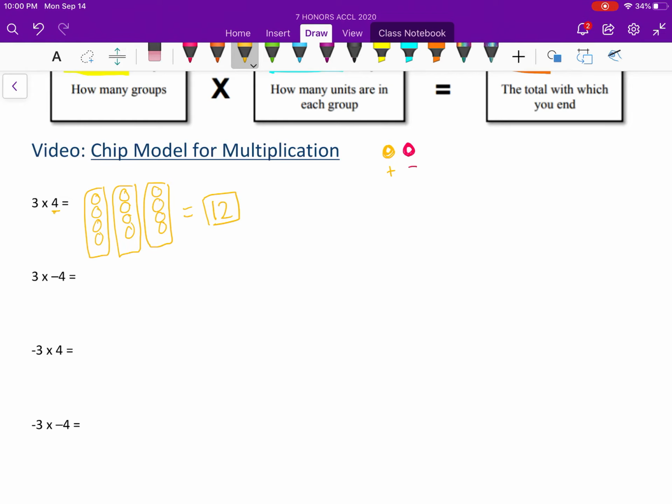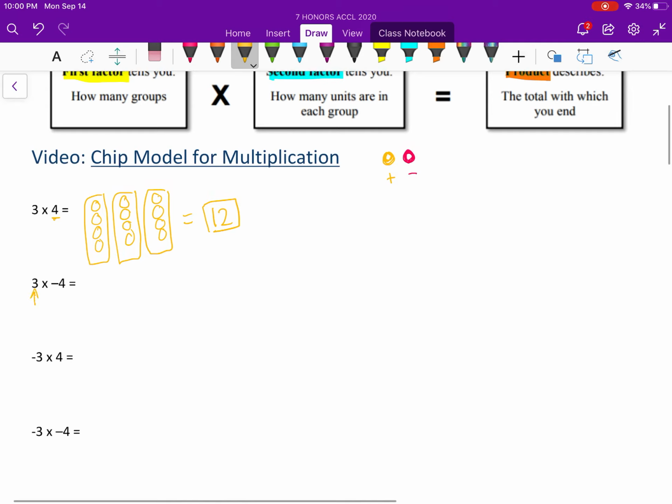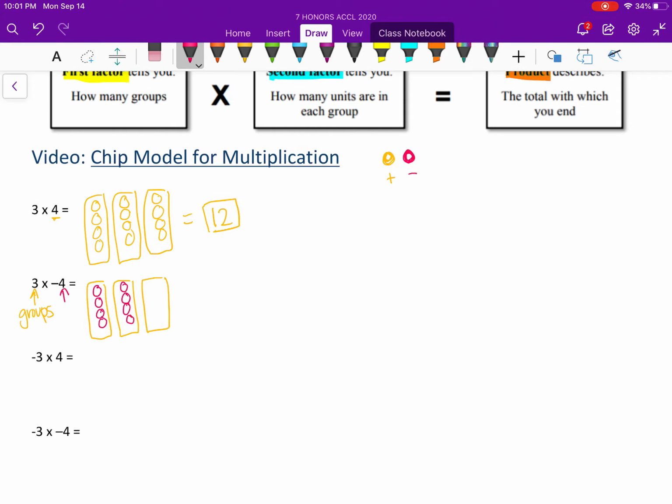Okay, well this one, we have 3 groups. 3 groups of 4 negative chips. Okay, so I'm going to draw my 3 groups again. 1, 2, 3, and this time I have 1, 2, 3, 4, 5, 6, 7, 8, 9, 10, 11, 12 negative chips. So for a total of negative 12. And here I can draw my box a little bit better than that.